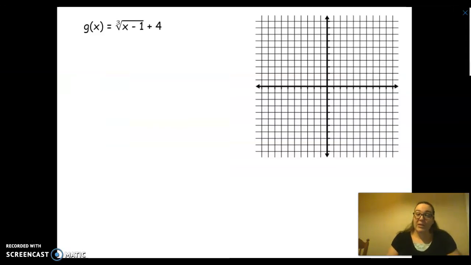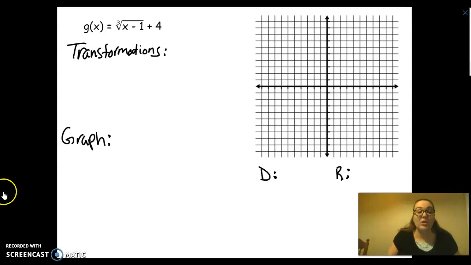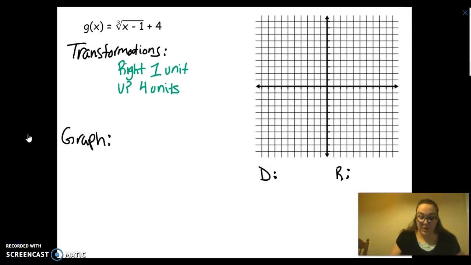So now, basically we're just going to do what we have been doing, but with cube root functions. So right here I have this g of x equals the cube root of x minus 1 plus 4. What we are going to do is we are going to name the transformations, we are going to graph it, and then we are also going to name the domain and the range. So I'm going to pause here and I want you to name the transformations. Because the transformations are no different, I said, hey, that minus 1 means it's going right 1. This plus 4 means, hey, it's going up 4.